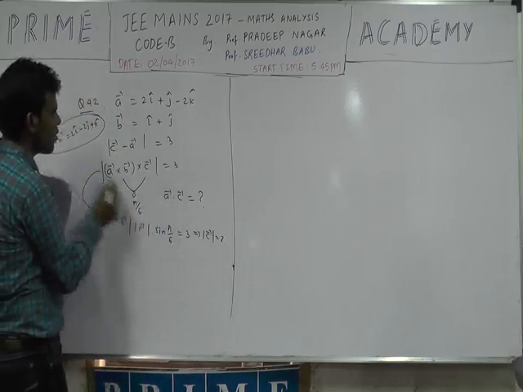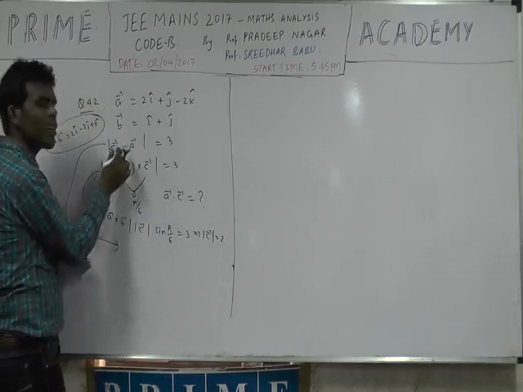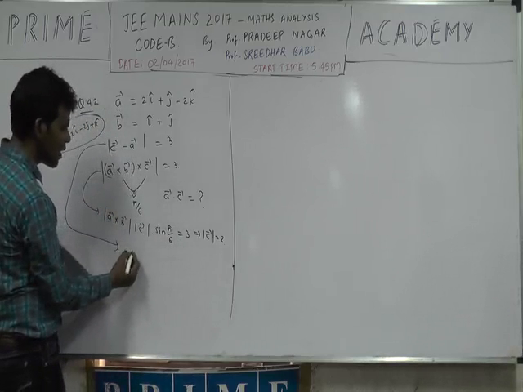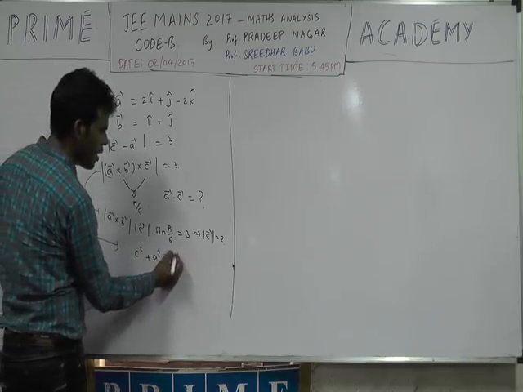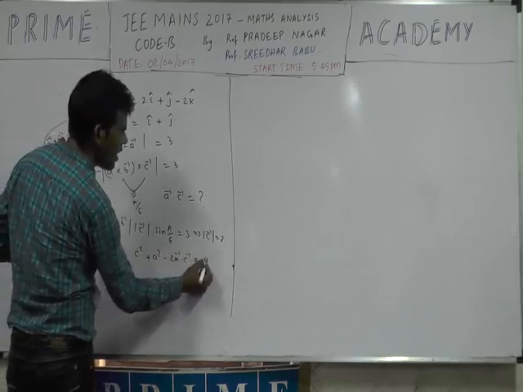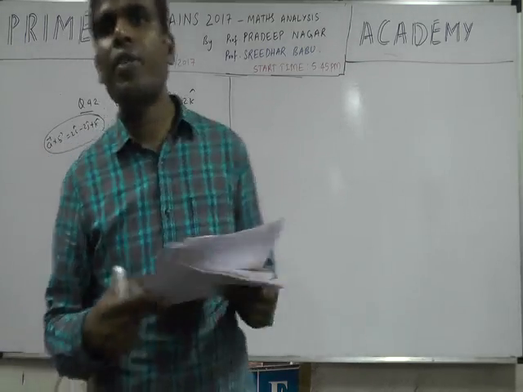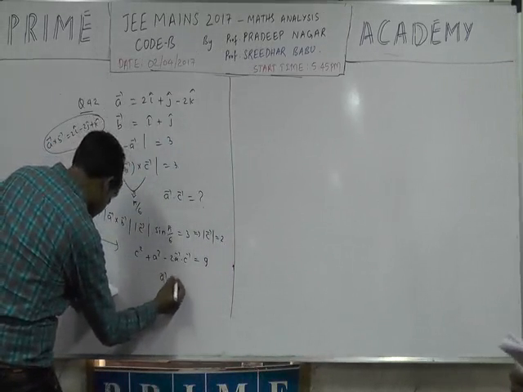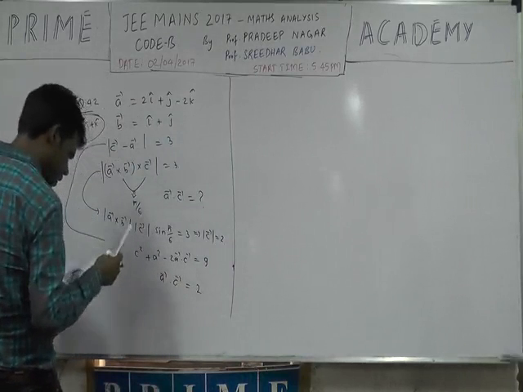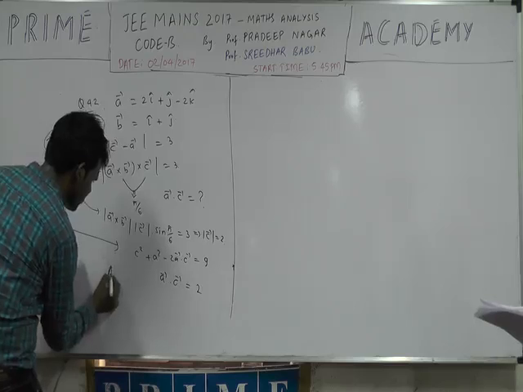After getting mod C equal to 2, here you can write the dot product of C minus A with C minus A. That will give you mod of C square plus mod A square minus 2 A dot C is 9. After putting the values of mod C and mod A, you can easily get the value of A dot C, which will come as 2. Hence the answer is 2, that is option 3.